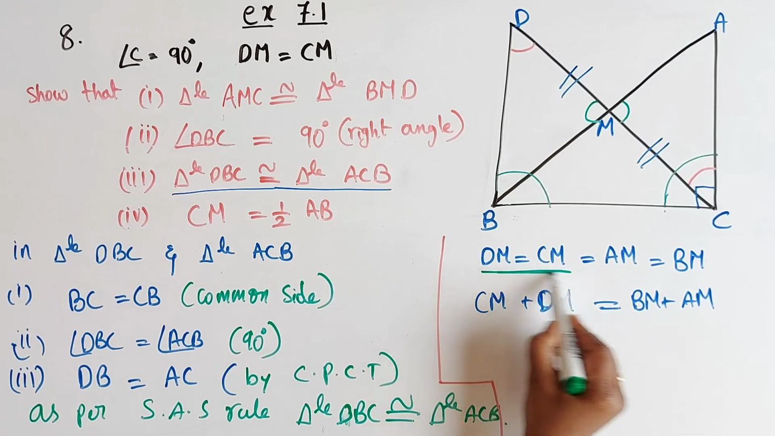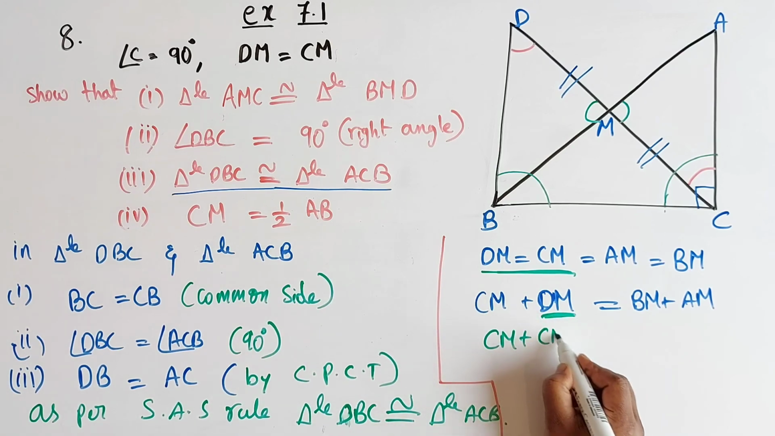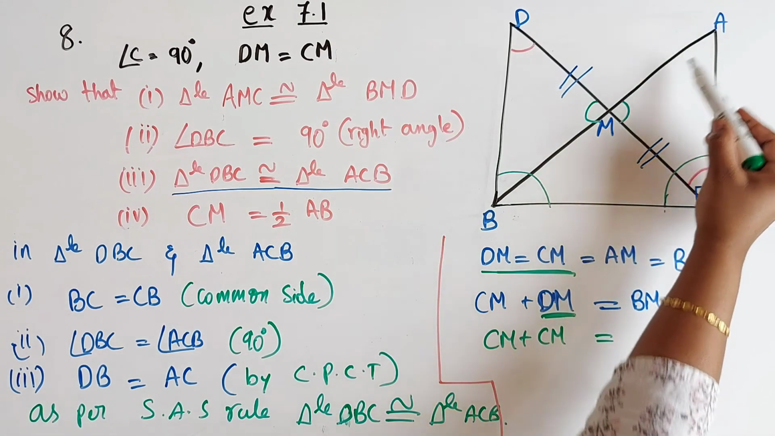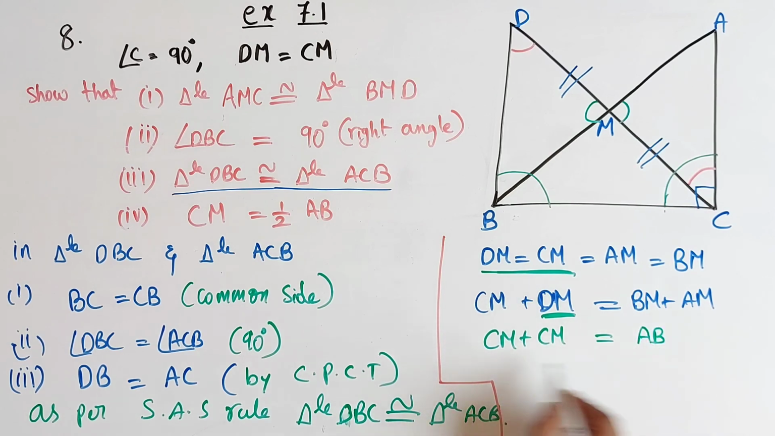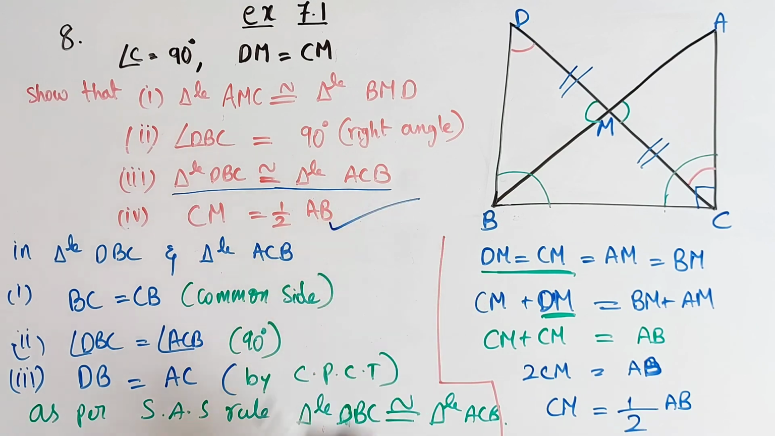Anyway, DM equals CM. So I am writing here CM in place of DM also CM only. What is BM plus AM? BM plus AM is full this one. That is AB. Now from here we can write that 2CM equals AB. Now CM equals, if you send that 2 that side, 1 by 2 of AB, that is half of AB. So CM equals half of AB proved. Correct, children?